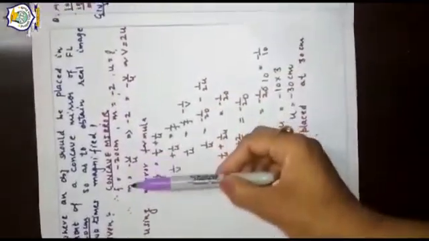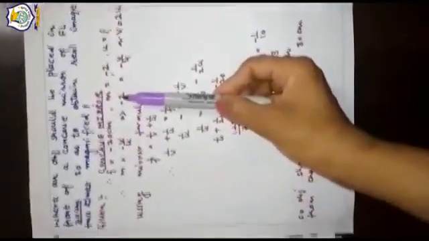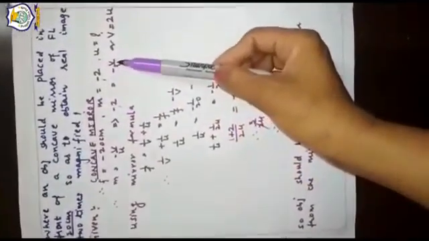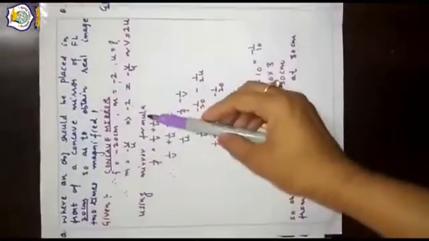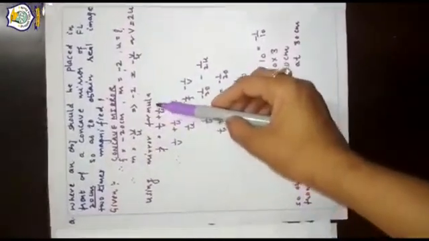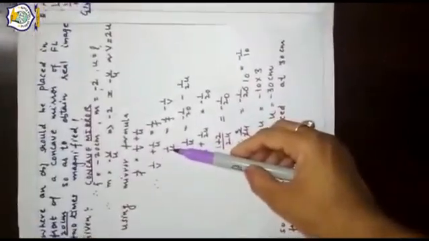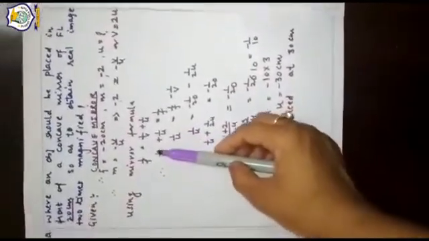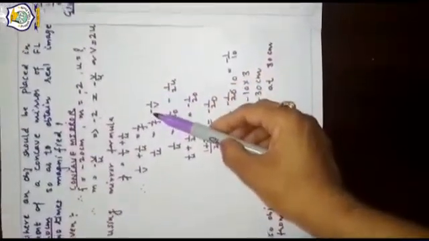Now apply the formula m = -v/u. Put the value: -2 = -v/u, or v = 2u. The minus signs get cancelled. Now using the mirror formula, 1/f = 1/v + 1/u. Again change the sides. Now to calculate u, we need to send v to the right-hand side, so it will become negative.